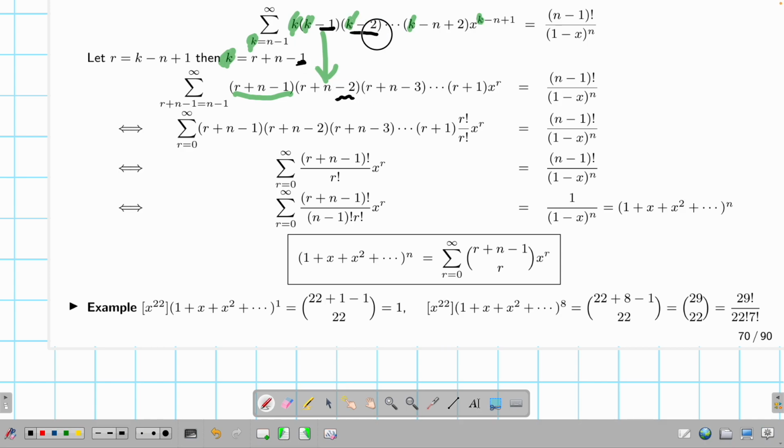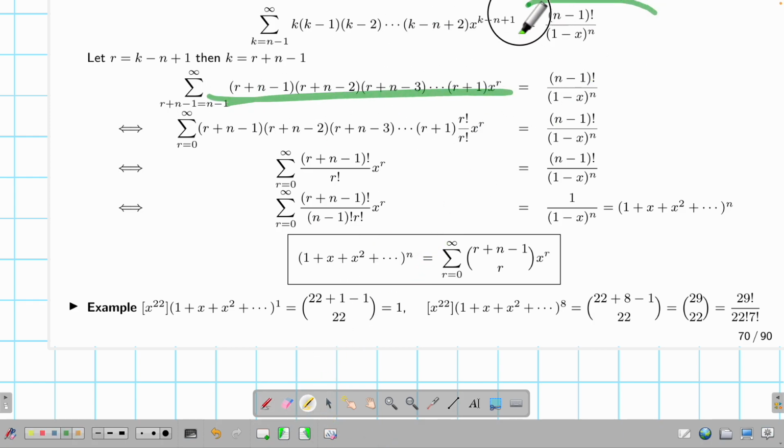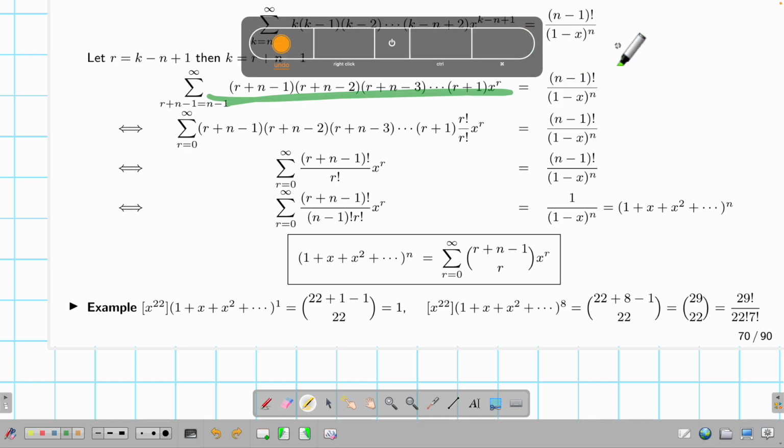And for the next term, there's a minus 2 here, which together with the minus 1 gives minus 3, and so on. In the end, k is r plus n minus 1, so this will give me r plus n minus 1, but I have a minus n plus 1, so basically everything cancels out and I get r. So now I have this. What about this side? This side has nothing to do with r and k, so I just keep it.